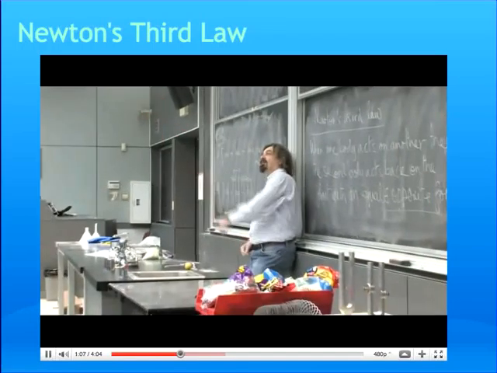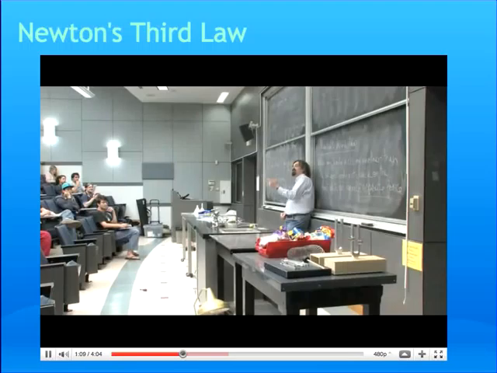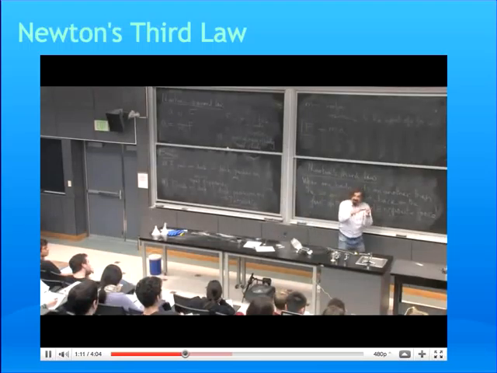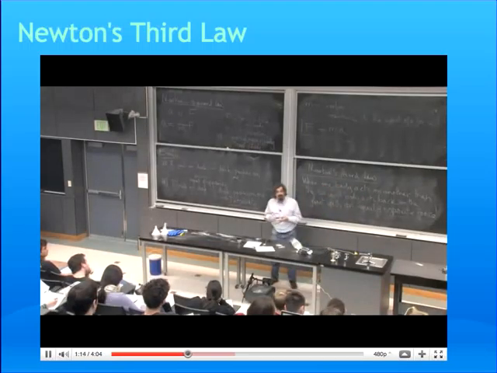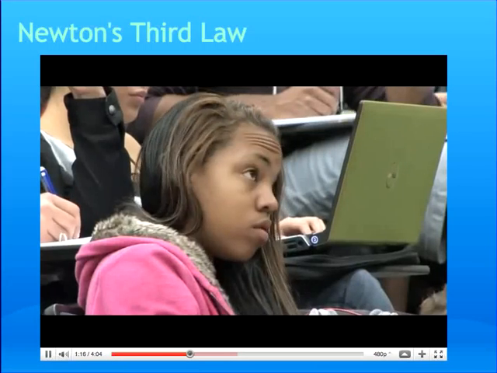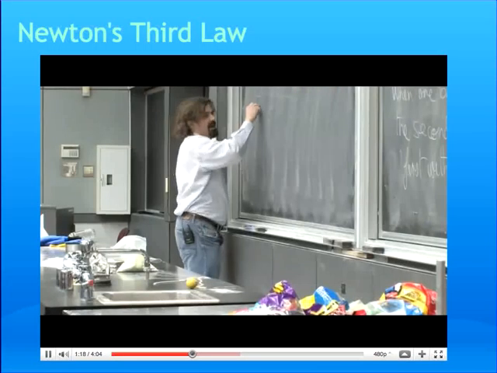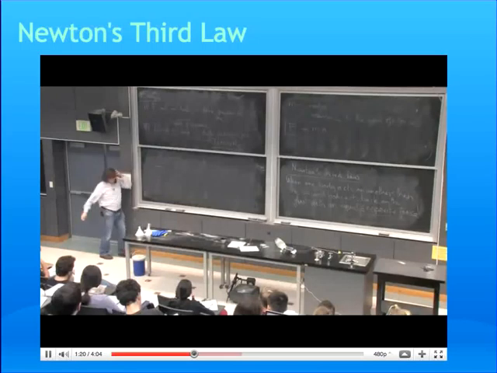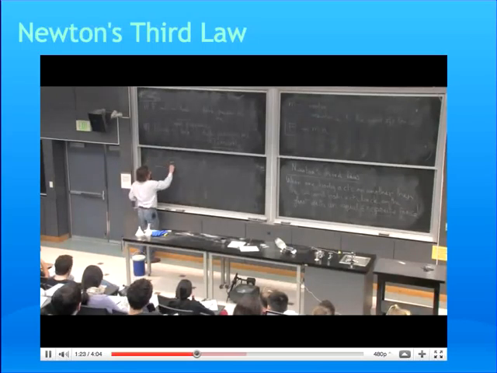Okay. Why did the balloon accelerate? There's a force involved. It accelerated, right? That means there's a force on the balloon. Where did the force come from? There's a Newton's third law thing going on here. Here's the balloon. Doesn't matter what's outside, it's full of air.